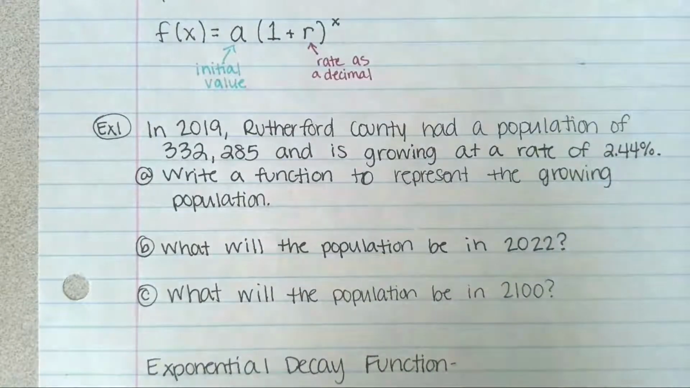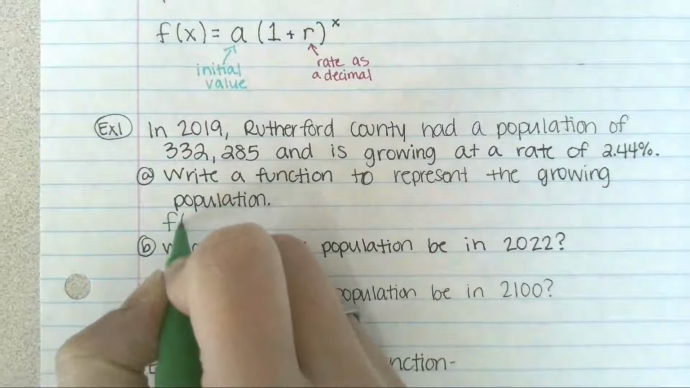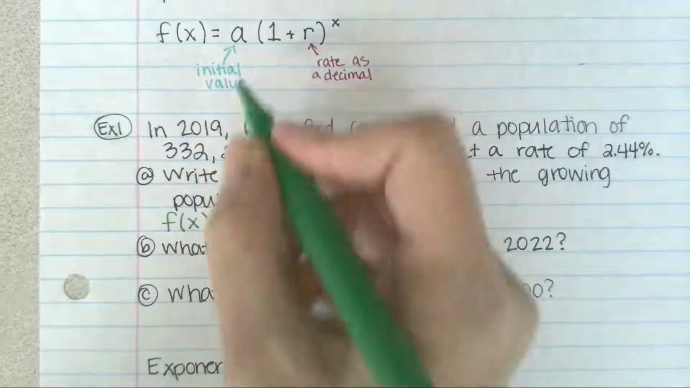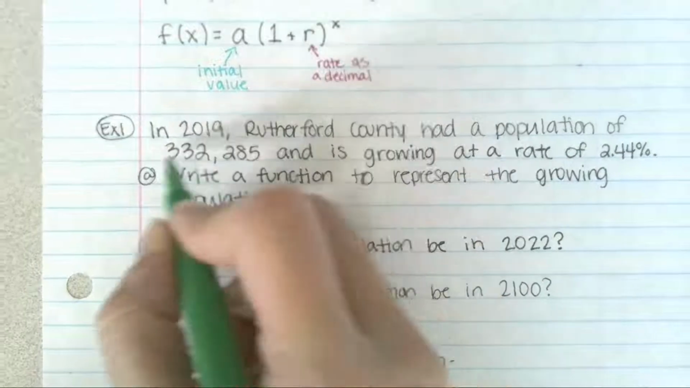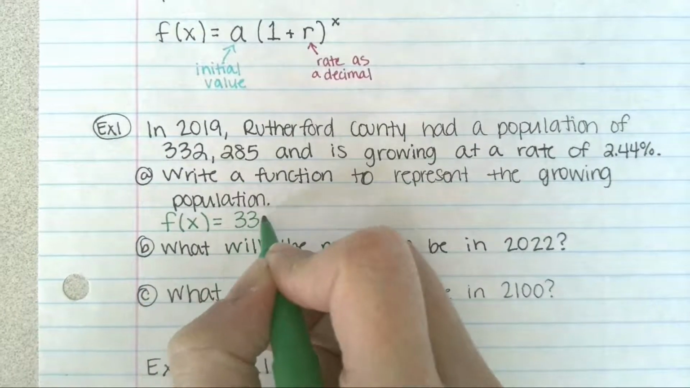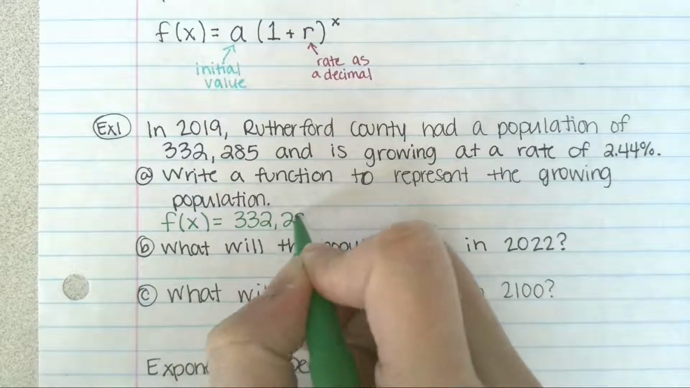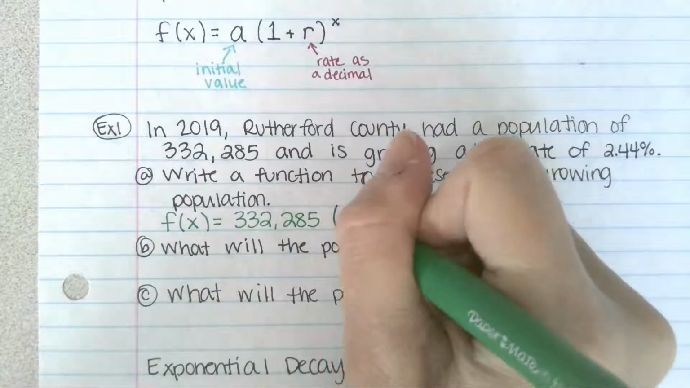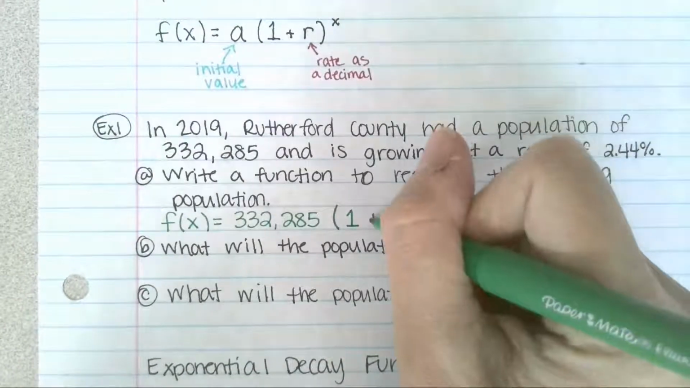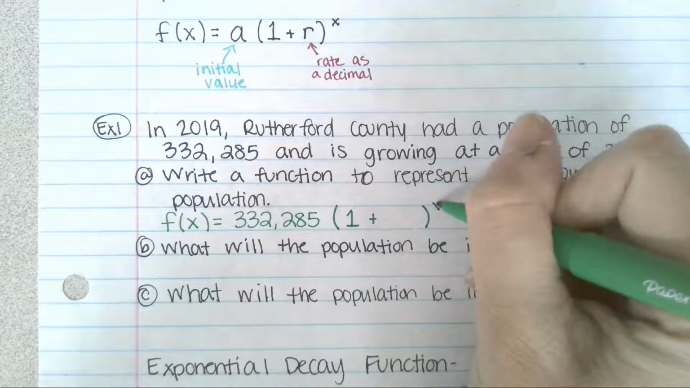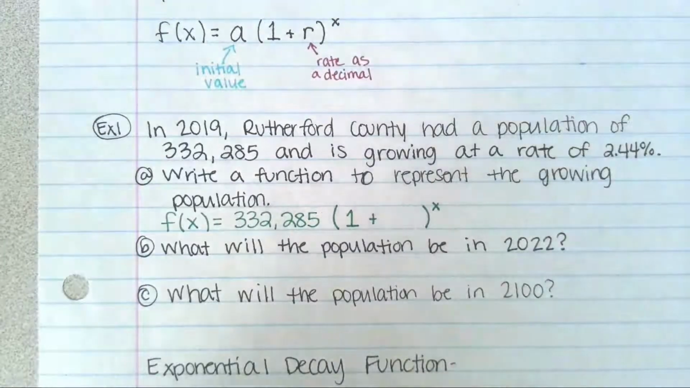We're going to start this the same way we start all of our functions. f of x equals, the first thing that comes is our initial value, our starting amount, which is the starting population. So 332,285, parentheses, like I said, that's always a 1, so 1 plus. I'm going to leave the rate box blank just to put the parentheses to the x power, because that does not ever change.